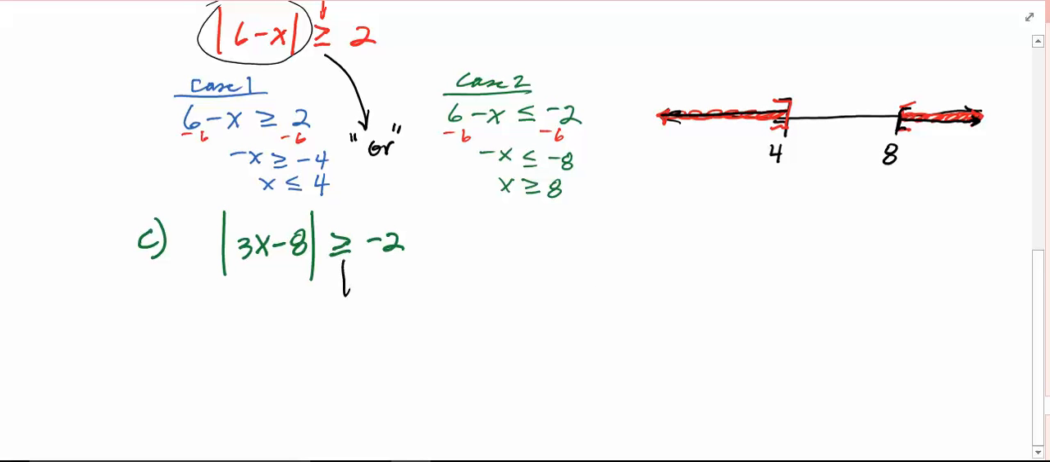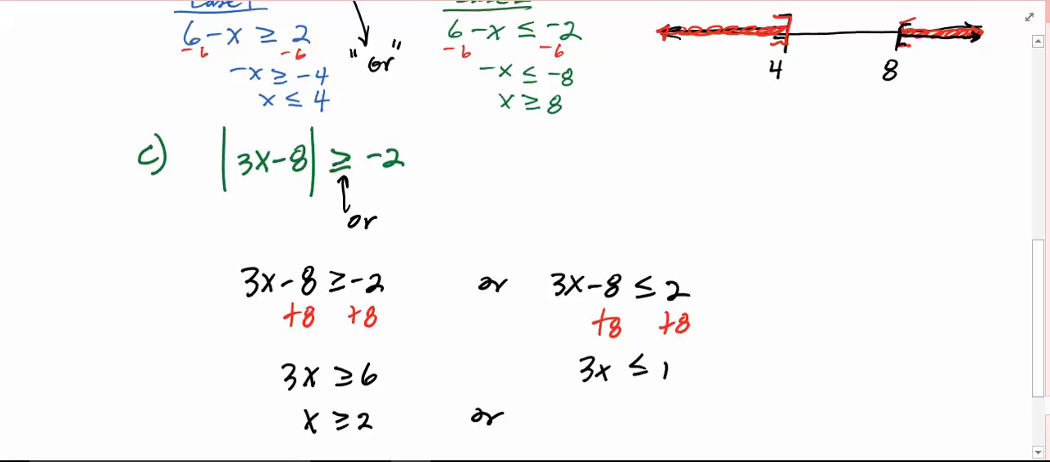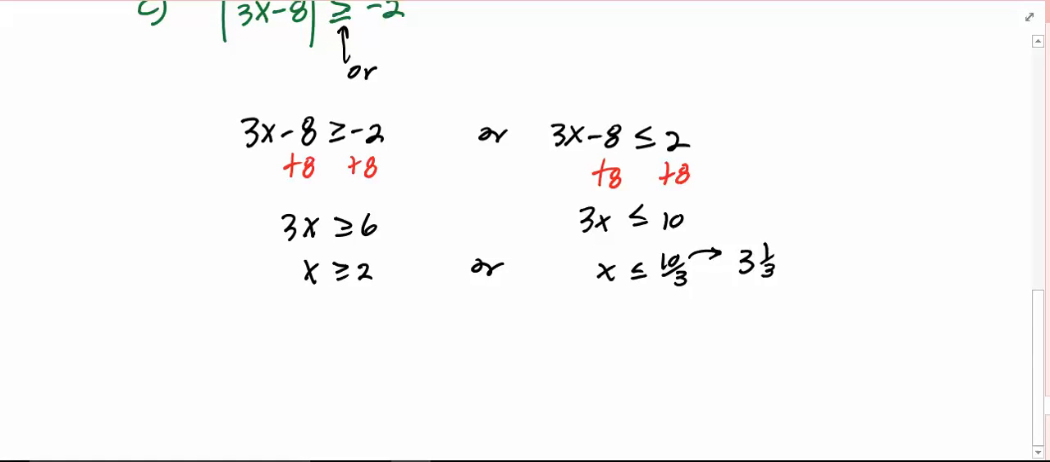This is also going to be an or situation because the absolute value is already isolated, and so our two cases will look like this. Or make the second one, the right side, the opposite. Here we go, solving for this. Let's take a look at the graph of this one and we'll be finished.